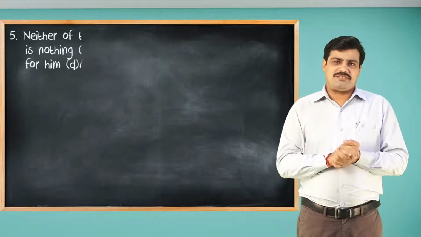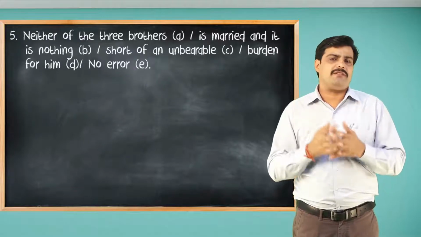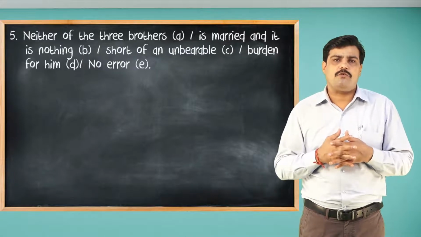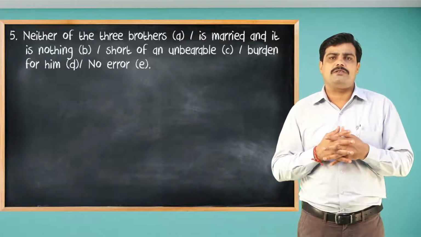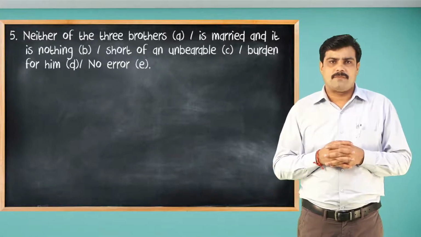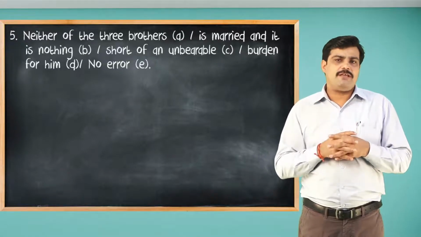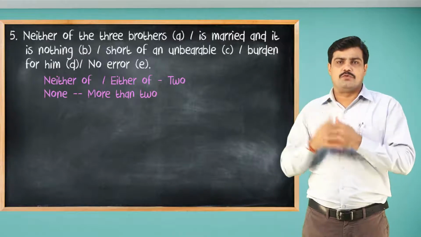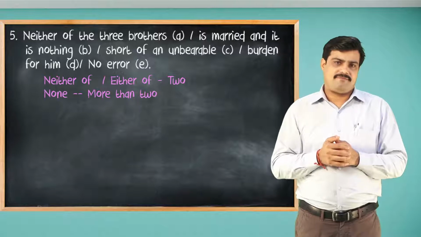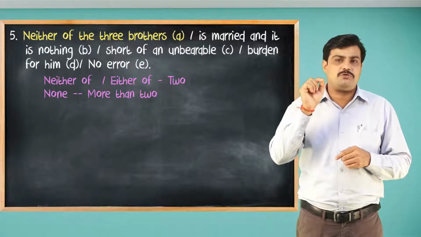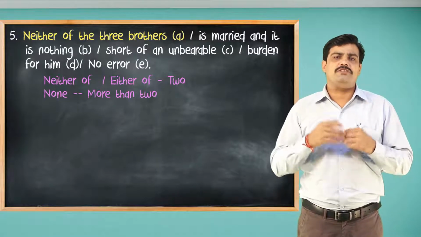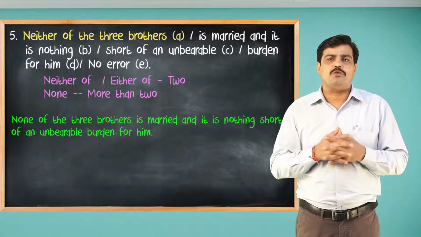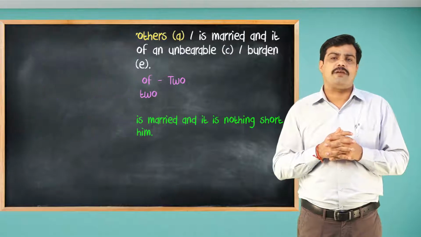Here is a sentence once again. Neither of the three brothers is married and is nothing short of an unbearable burden for him. Neither and either, you know, are used for two. And for more than two, we use none. So part A should be written as: none of the three brothers is married, and it is nothing short of an unbearable burden for him.